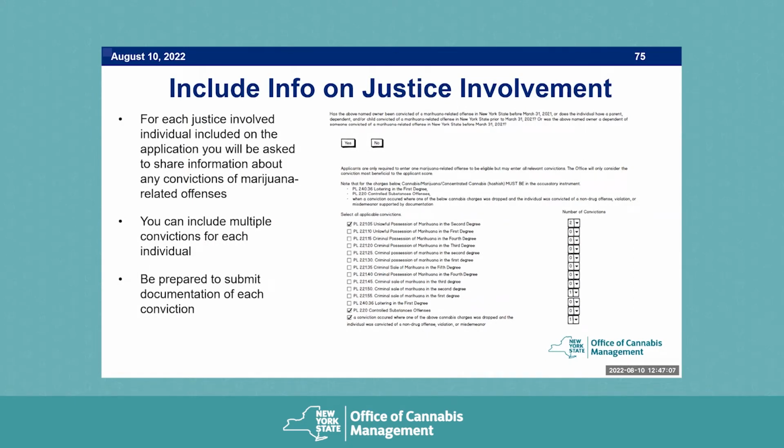Being justice involved is a key requirement of being eligible. Providing clear documentation of you or your eligible family member's conviction of a marijuana-related offense is one of the most important things you'll have to submit in your CAURD application. As you can see here, the application will include a list of all convictions that can result in someone being a justice-involved individual. You'll be able to indicate how many times you or your family member have been convicted of each offense. If there are multiple convictions, include as many as possible. Just make sure that you can also submit the required documentation for each.